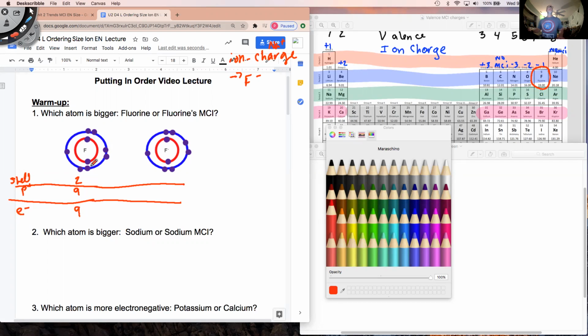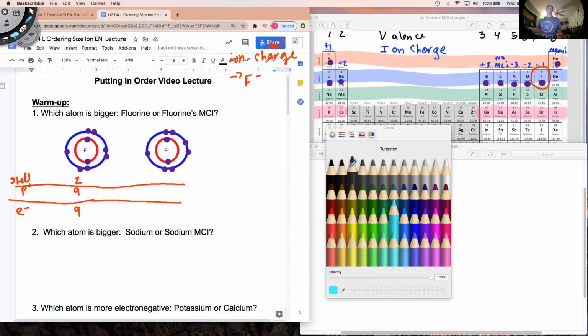So let's take a look. This is what fluorine is. And now let's take a look at fluorine's MCI, its most common ion. Well, remember, the outside area of the atom always wants to have 8 valence electrons. And right now, this fluorine has 7 valence electrons. 9 total, but 7 valence. Now, fluorine, remember, can either get rid of 7 electrons or gain 1.